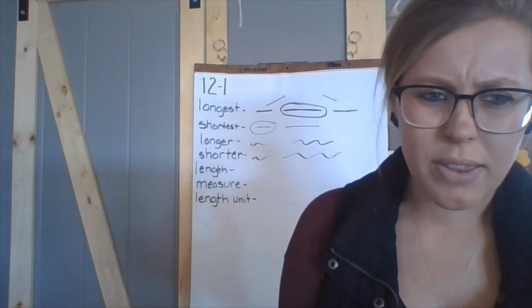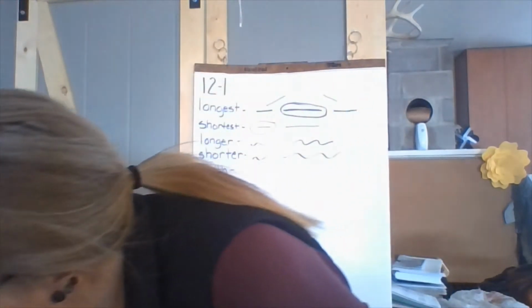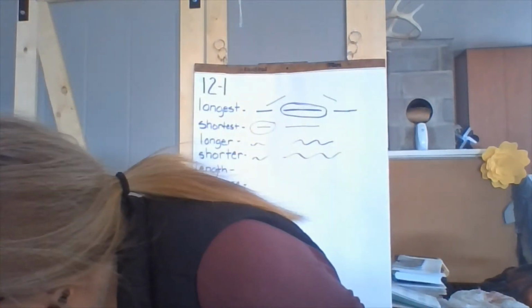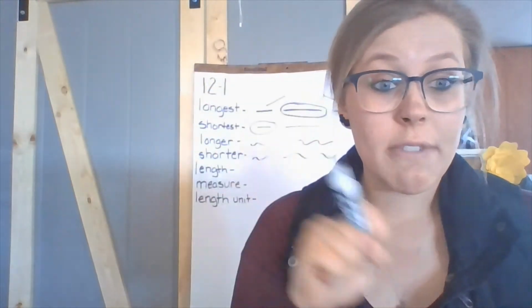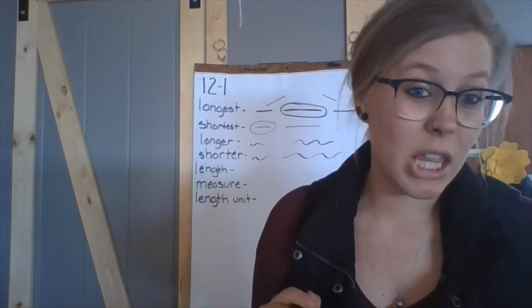And all of these vocabulary words will be in your math book. They'll be on page 663 and 664 and 665. So you'll be able to see all of the pictures there, and then it actually does have the definition on the back of the card.